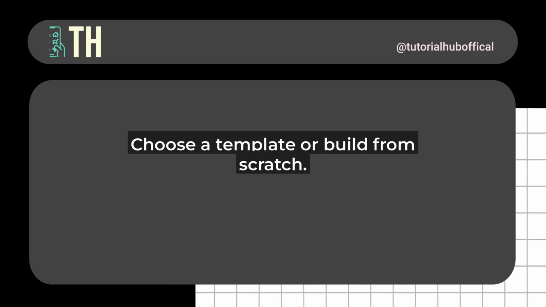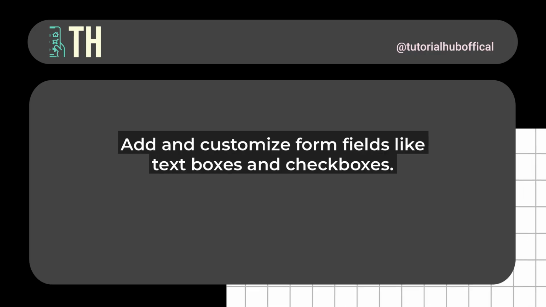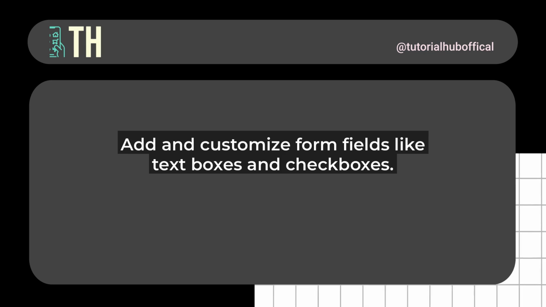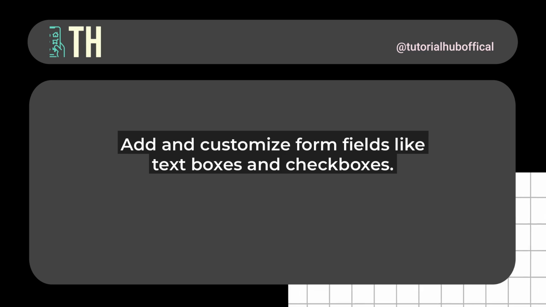Now, the fun part: adding fields. Drag and drop elements like text boxes for names, checkboxes for options, or drop-down menus for selections. Make sure to label everything clearly so users know what to enter.